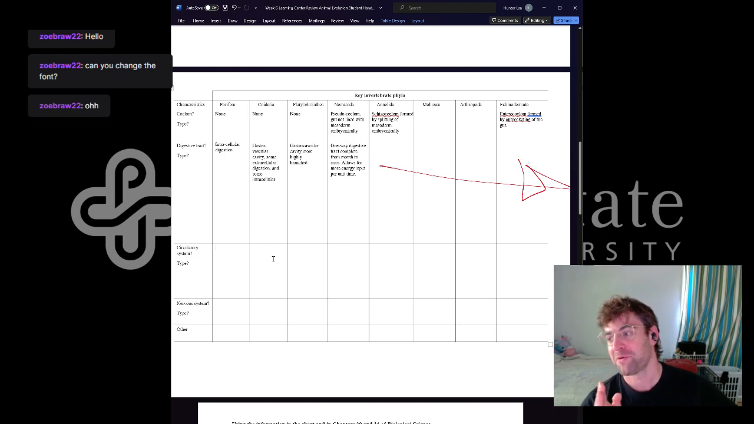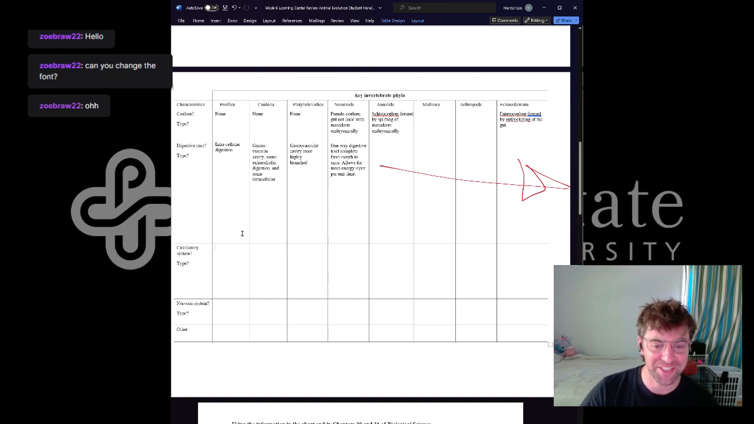Is the typing better or worse than my handwriting usually is? That's the real question. Because this is a lot of text to fill in small spaces.